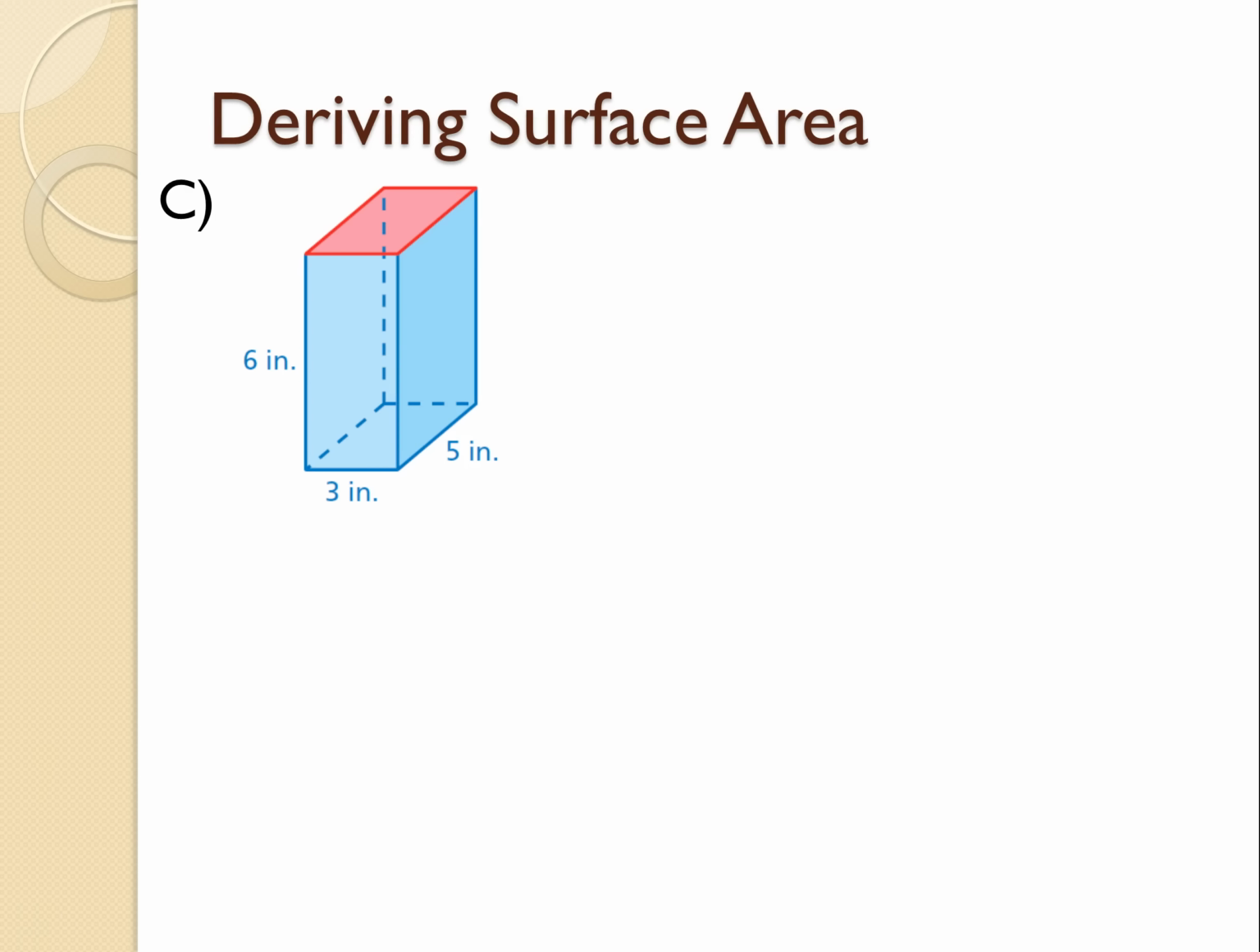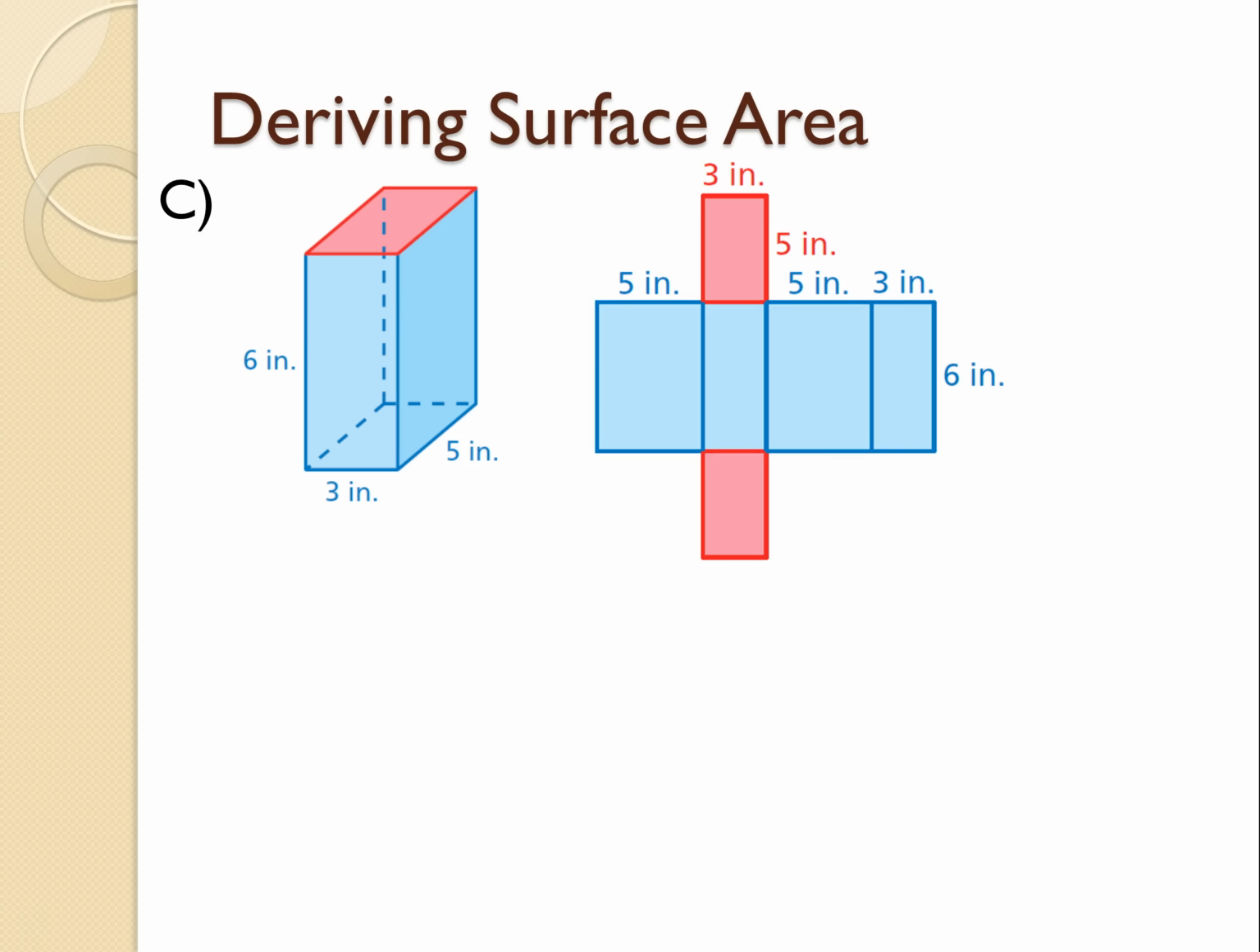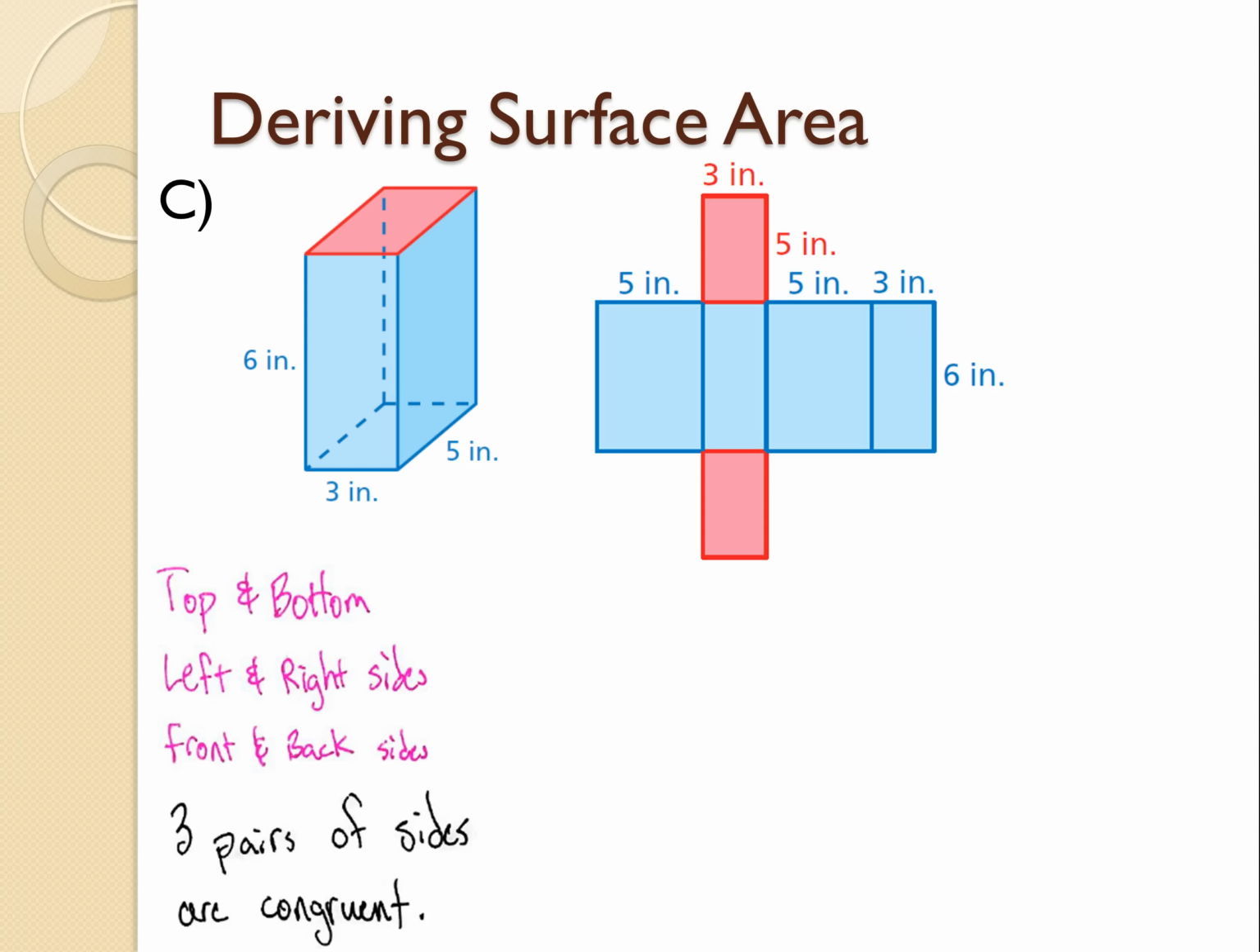So let's derive the surface area. I've talked a lot about what this means, but when I take this rectangular prism and unfold it flat, you see the two red parts at the top and the bottom of that box, and a lot of the measurements have been labeled. So I have a top and bottom, left and right, and front and back side. That means there are 3 pairs of sides that are congruent. So 3 congruent pairs of sides.